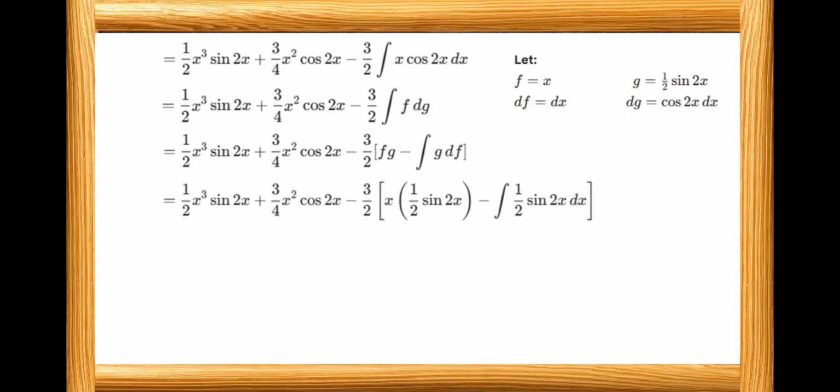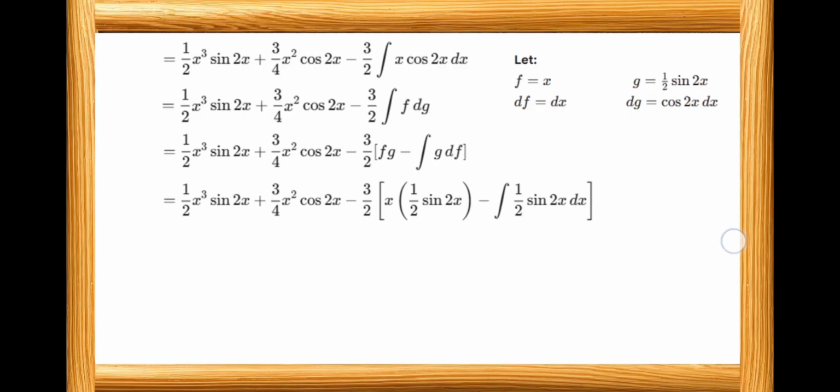In step 14, we are going to substitute the values into the integration by parts formula. So we have 1/2 x cubed sine 2x plus 3/4 x squared cosine 2x minus 3/2 times the quantity x times 1/2 sine 2x minus integral of 1/2 sine 2x dx.